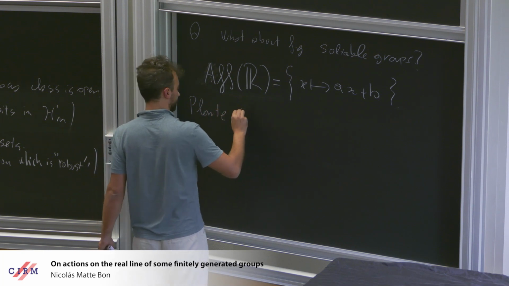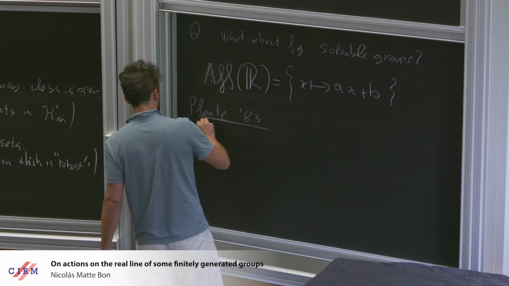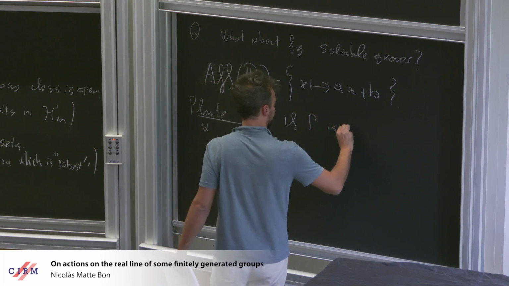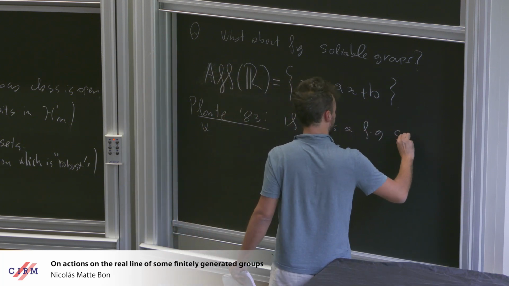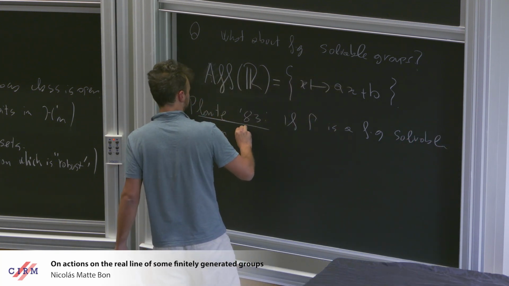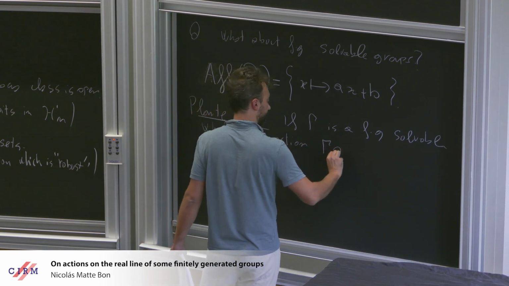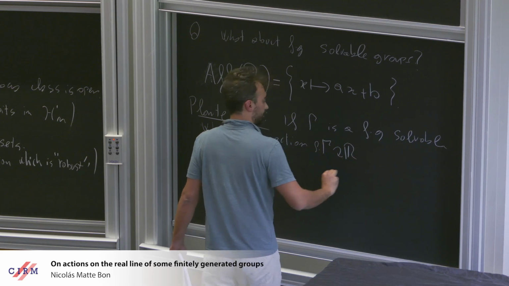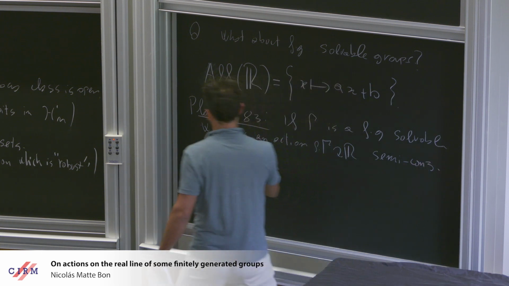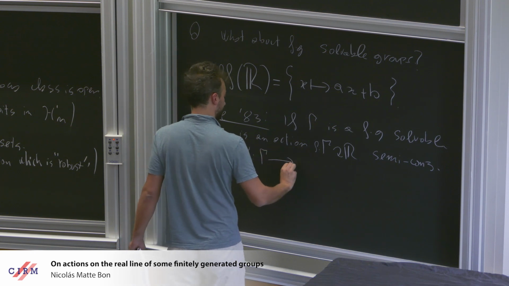In a later paper, around I think 1983, he asked, under which conditions, if gamma is a finitely generated solvable group, when is an action of gamma on the line semi-conjugate to an action by affine transformations? So, to an affine action.